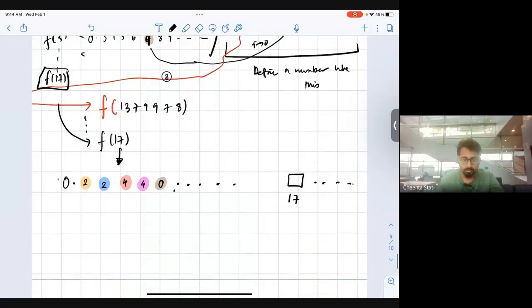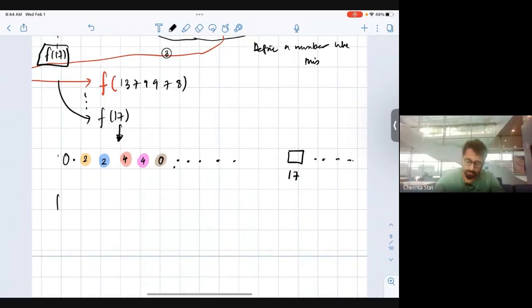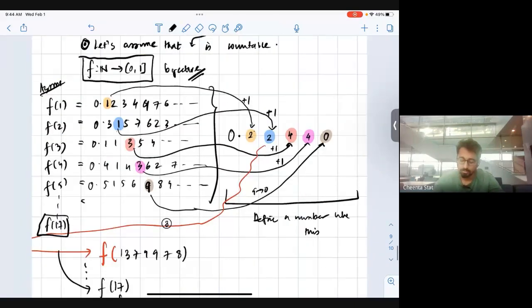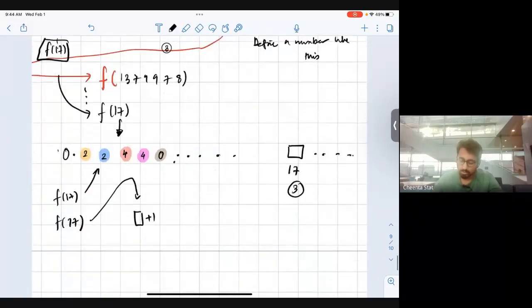So what we are saying is that f of 17 is this number only, and also we are saying that at the 17th position this number has that position's digit plus 1. You understand? That means if f of 17 has 3 here, then we are adding 1 to it, by the definition of the formation. So essentially, by forming this, it's a 4, by the definition of how it's formed.